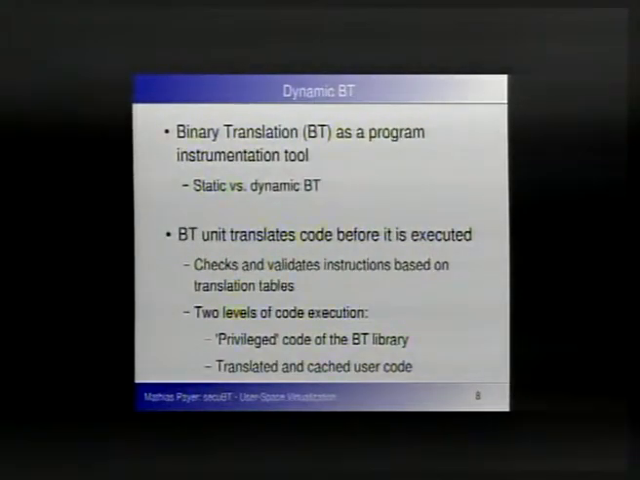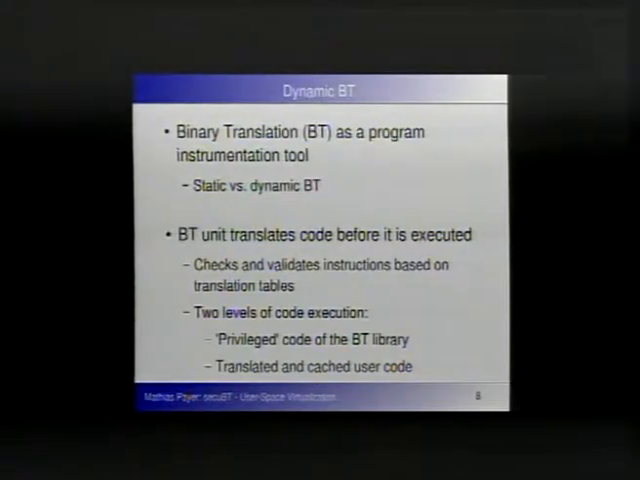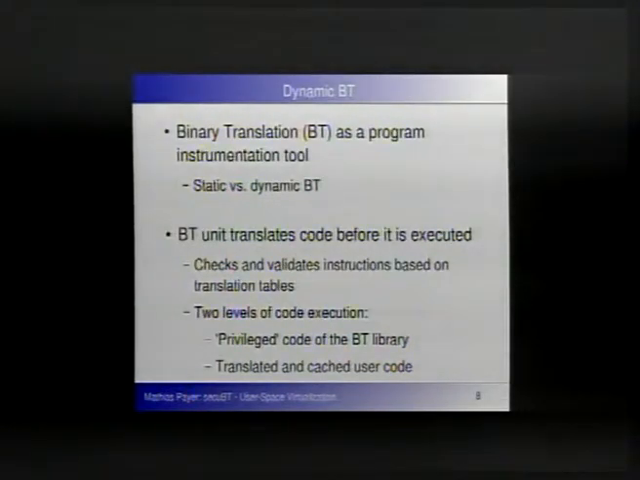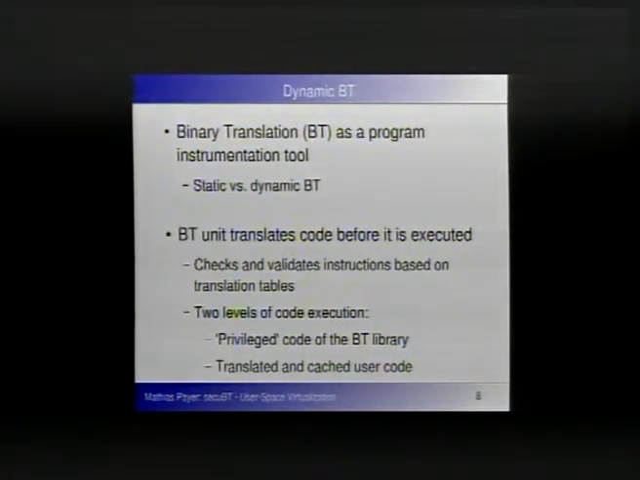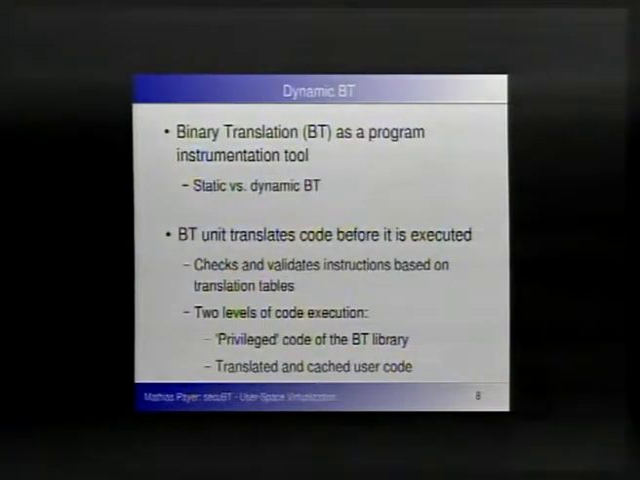So in user space, if you have the binary translator running, we have 2 levels of code execution instead of just one. Normally in user space, all code is the same, but through this binary translation, we implement 2 levels of code execution. The first level is the privileged level of the BT library. This part of code can execute any instruction and is precompiled and can also execute any system call, and this is all unchecked.